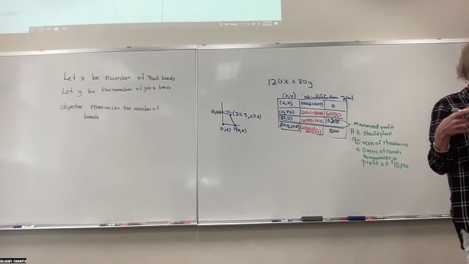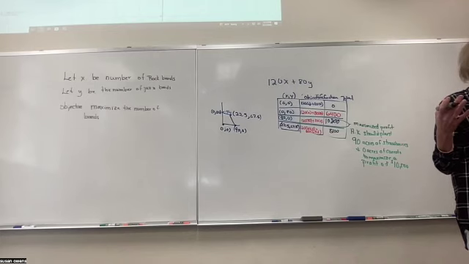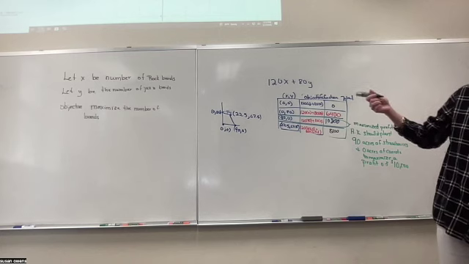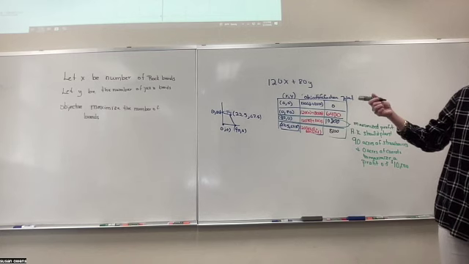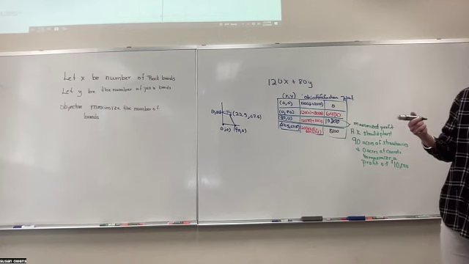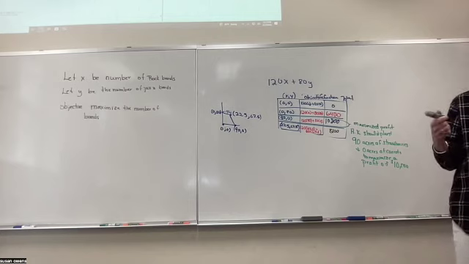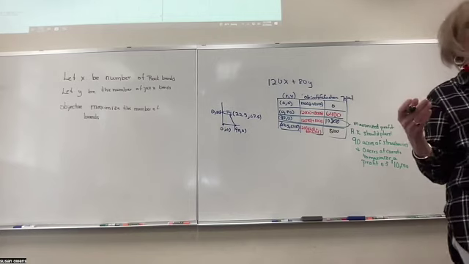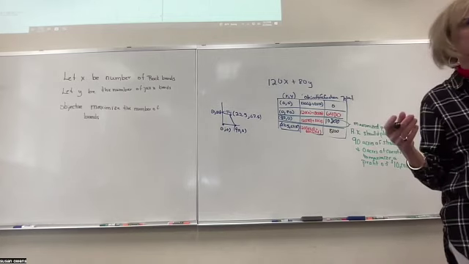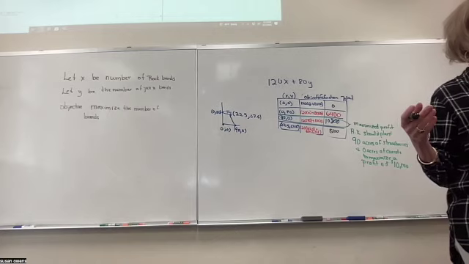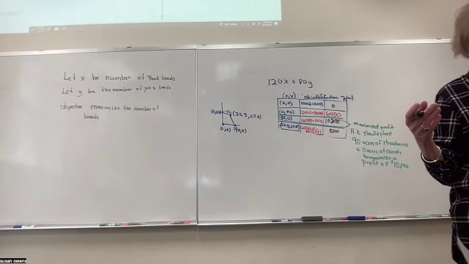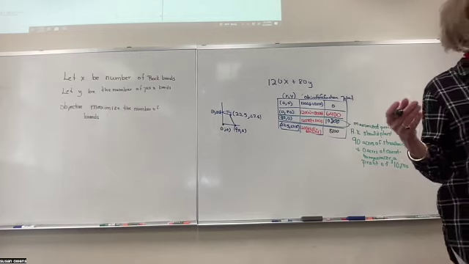So find the objective function. The objective function is to maximize the number of bands, and X is the number of rock bands, and Y is the number of jazz bands. What's my objective function going to be? Add them. Yeah, X plus Y.